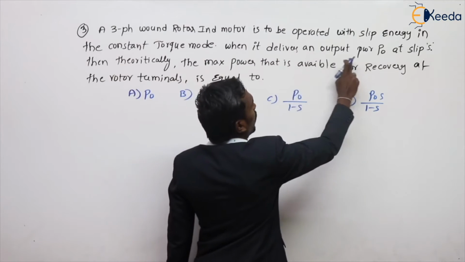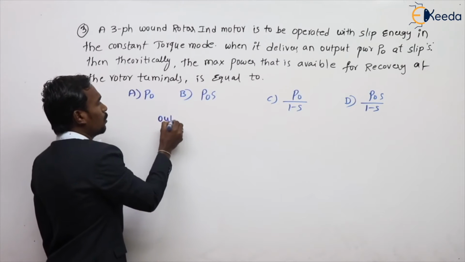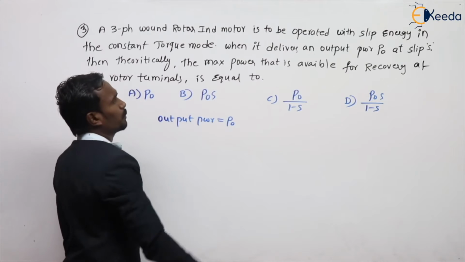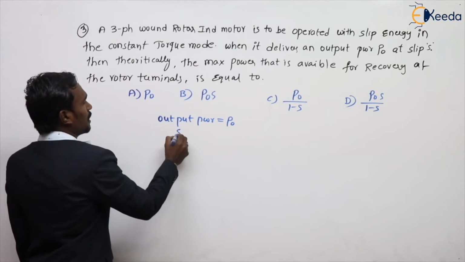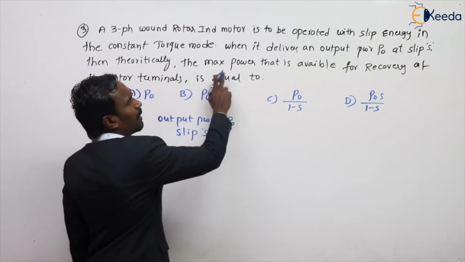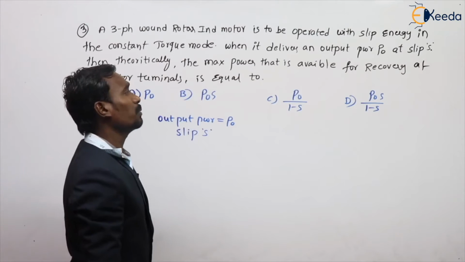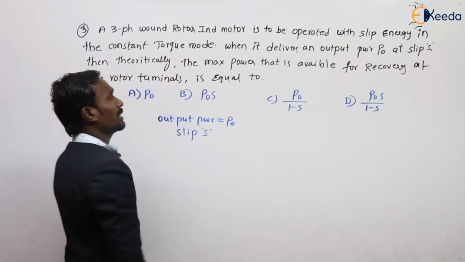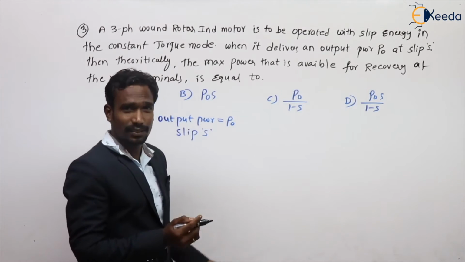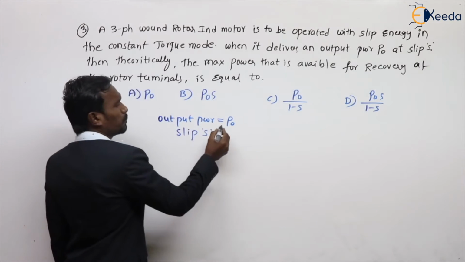When it delivers an output power P naught at slip S, then theoretically, what is the maximum power that is available for recovery at the rotor terminals? This is what we want, right? So let's see here, the output power is P naught.